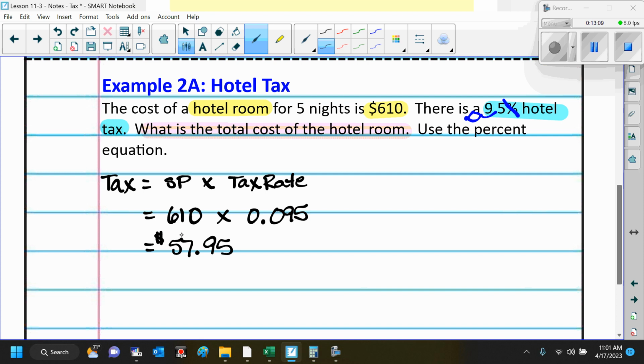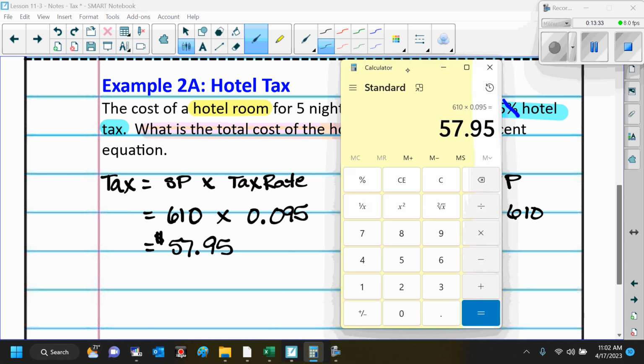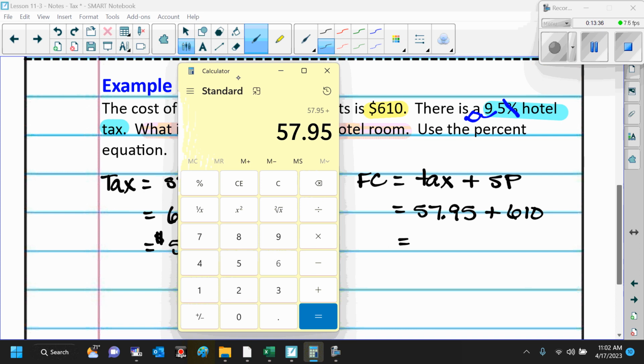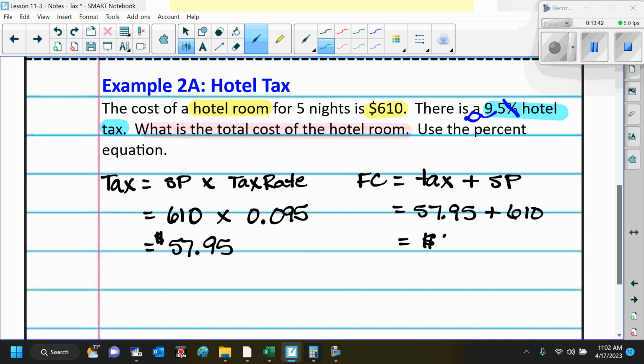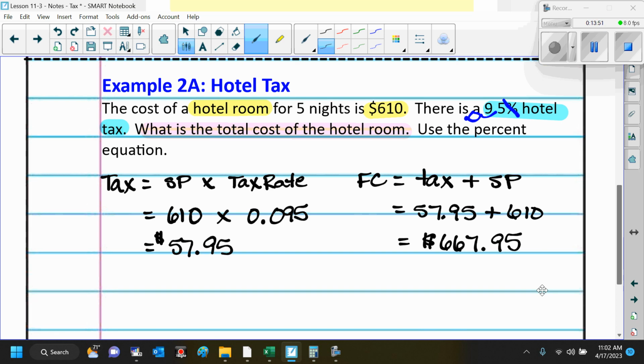And what do I have to do with that? Right, very good. So the final cost is going to be the tax plus the sale price, right? So that's going to be $57.95 plus 610. Is that correct? Very good. So that's going to be $667.95. Everybody good? Any questions?